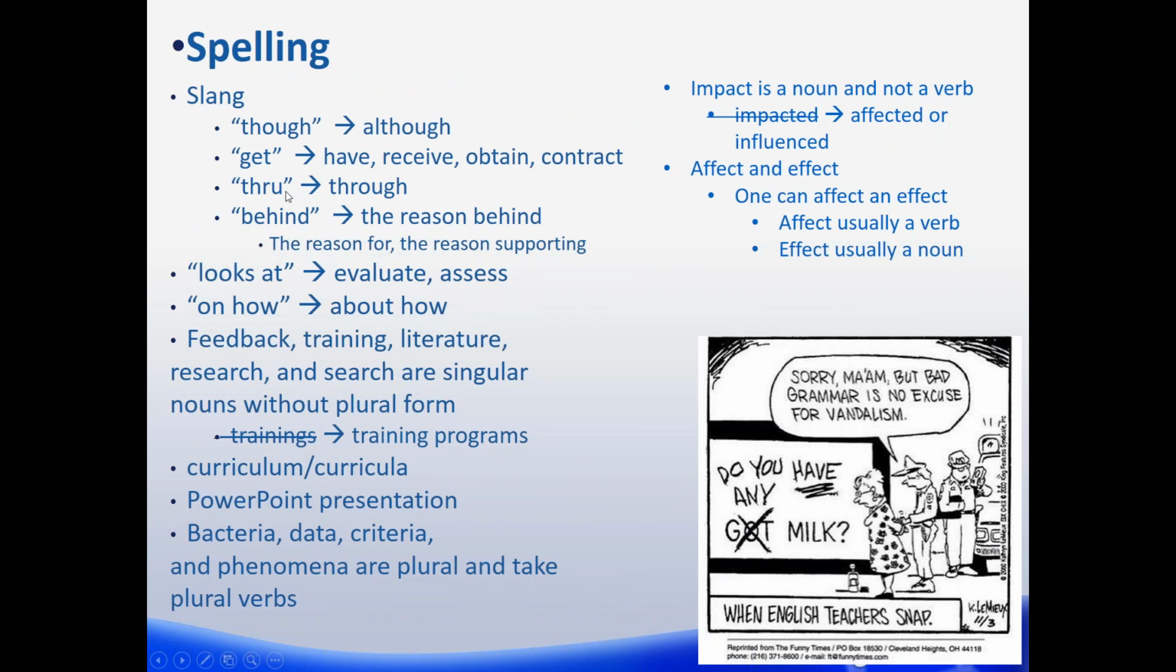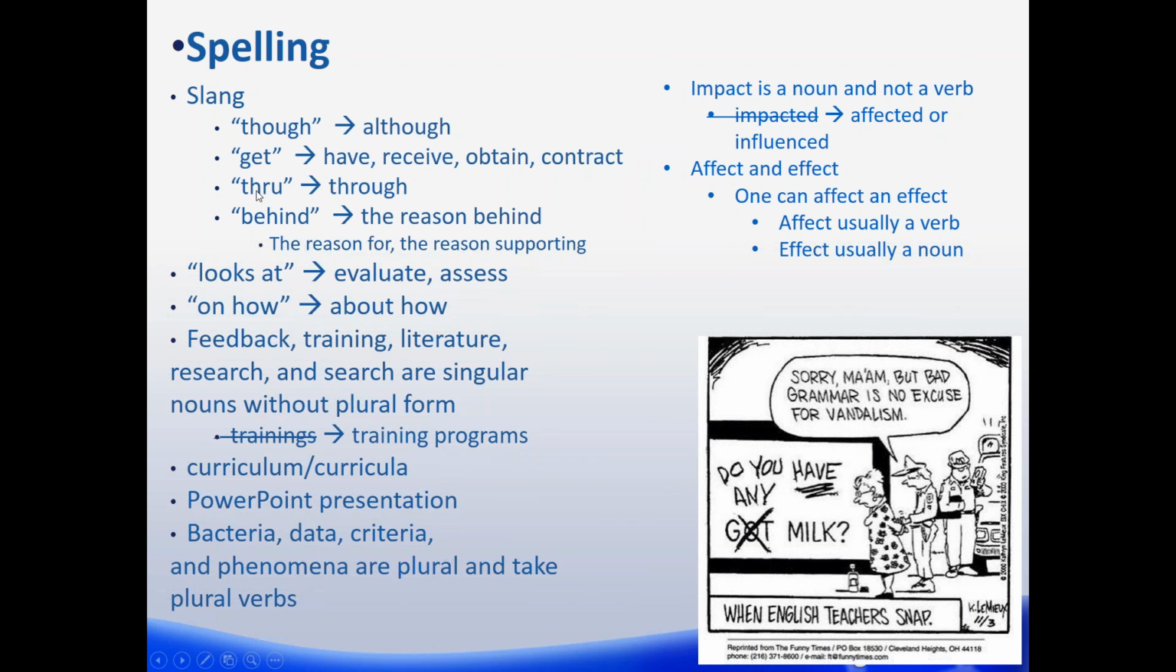And then we use though, get, through, and behind when we're speaking to one another. It's called colloquial speak. But when we're writing, we want to be more formal, so use although instead of though. Instead of get, try to think of another word like have, receive, obtain, contract.